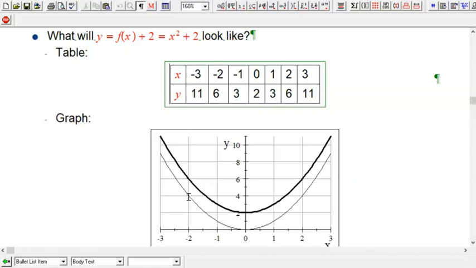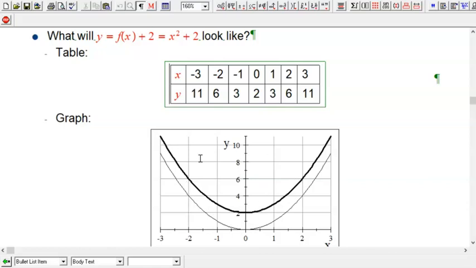And somebody could say, wait, you forgot the plus 2. Do I have to go back to the drawing board? No. I just add 2. And if I take the same x value and I add 2 to the y value I was going to plot, which was 4, that just moves it up by 2 units. And so that's what happens to the entire graph.